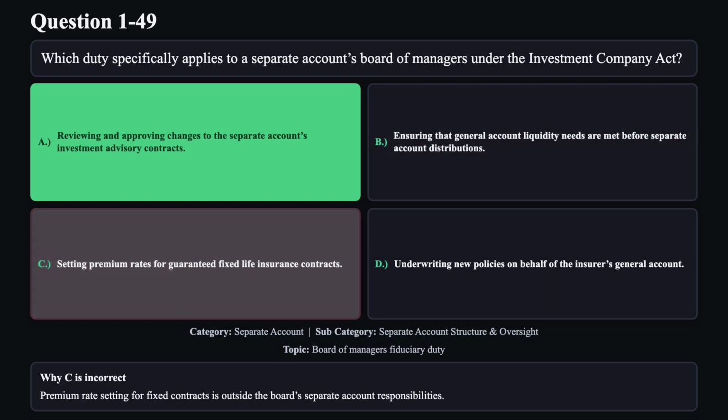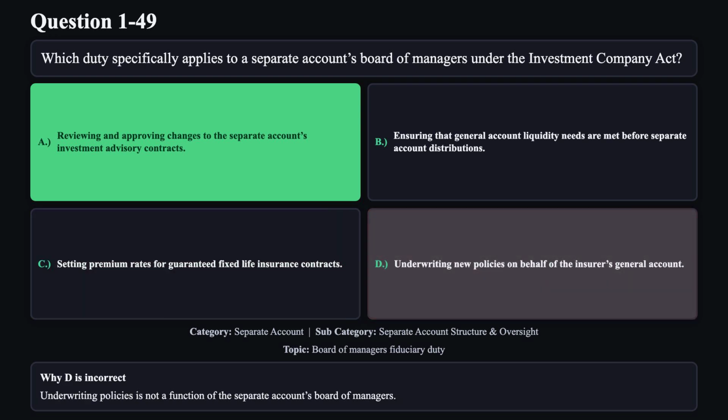Reason C is not correct. Premium rate setting for fixed contracts is outside the board's separate account responsibilities. Reason D is not correct. Underwriting policies is not a function of the separate account's board of managers.